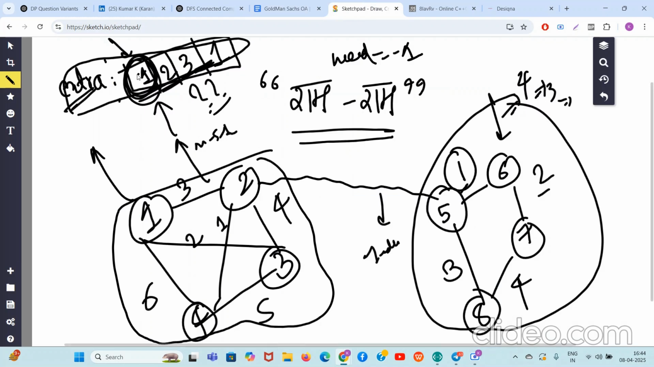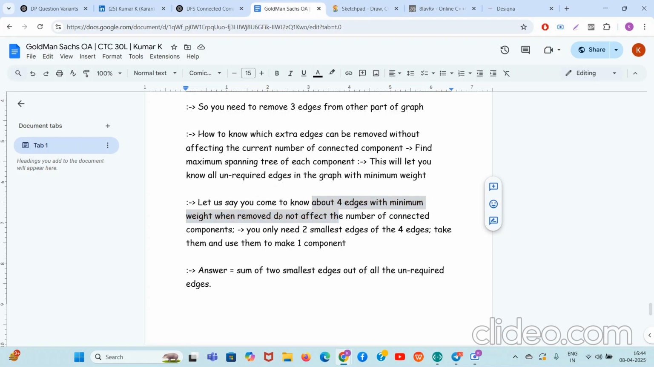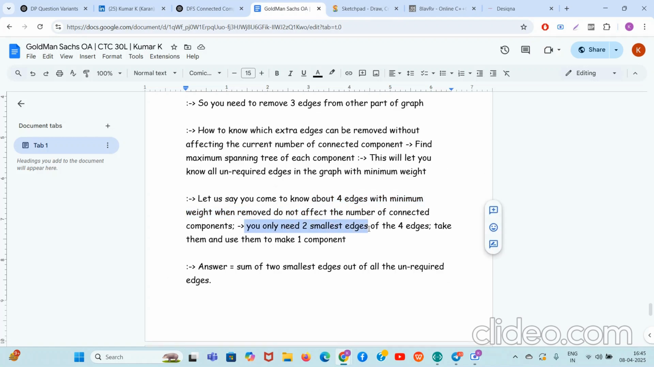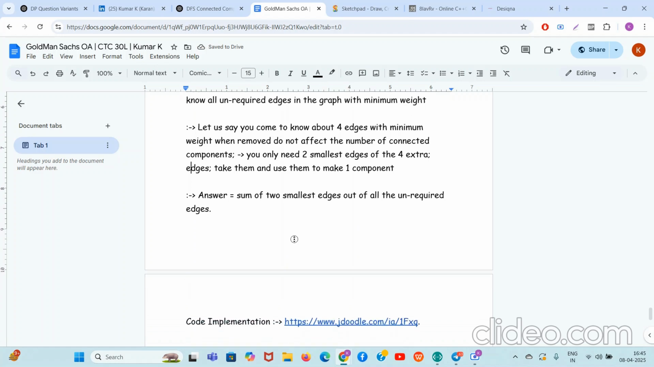If you needed two edges from here, you would take the two smallest. If you want one, you will take the one smallest, so that the cost is minimized. You only need the two smallest edges of the four extra edges found. Take them, use them to make the one component: the sum of the two smallest edges out of all the unrequired edges.